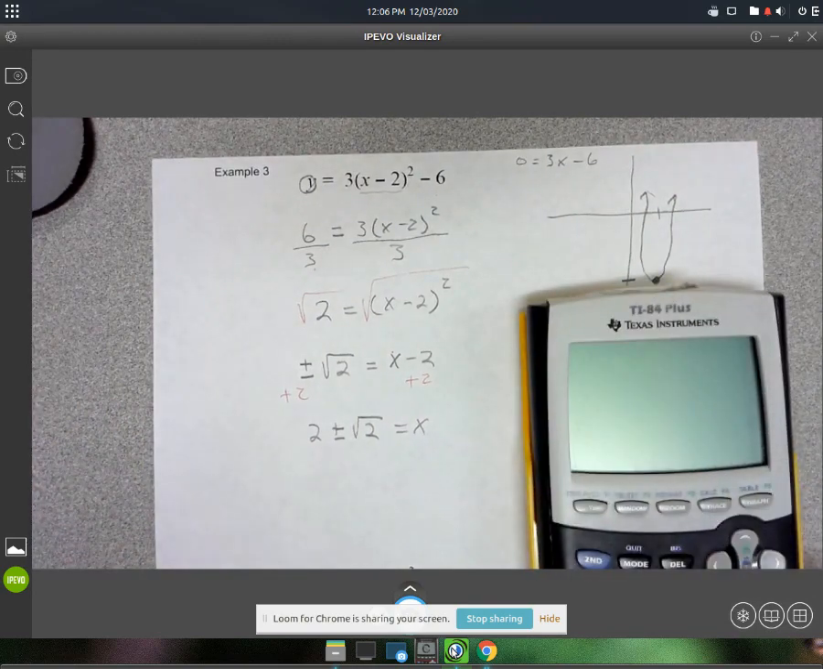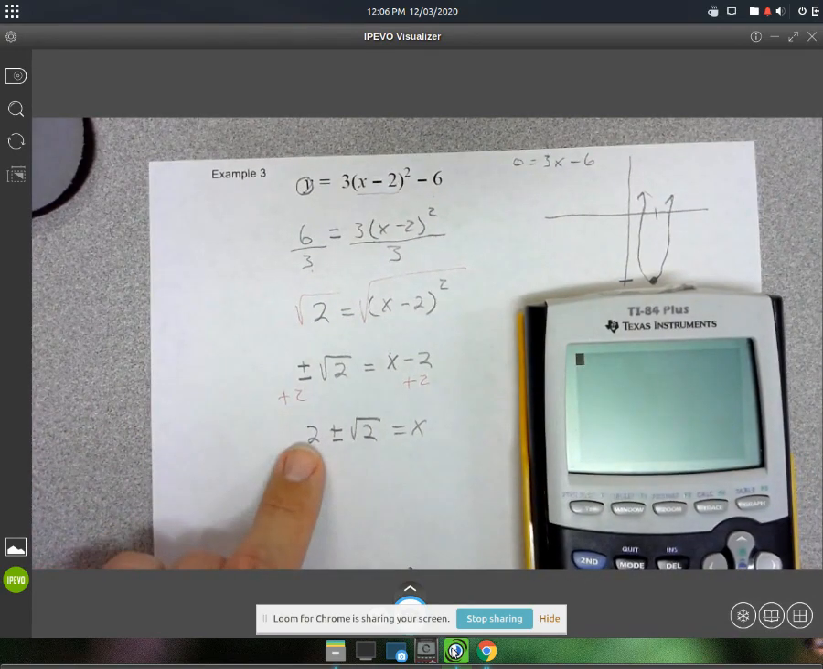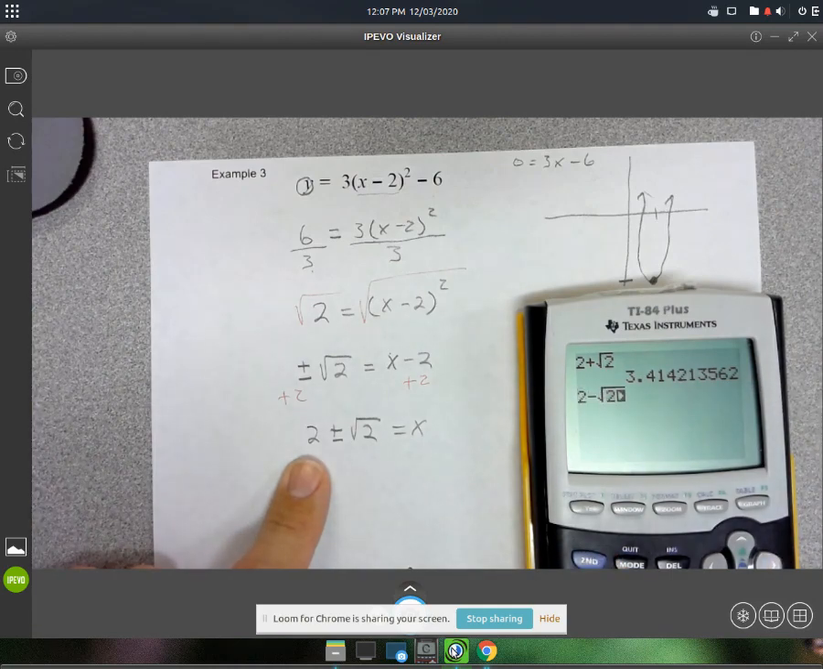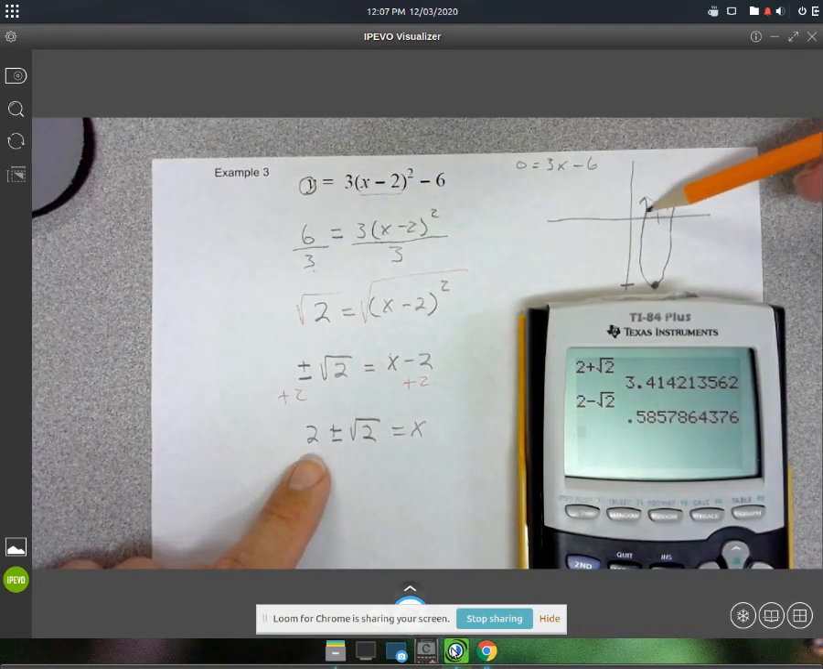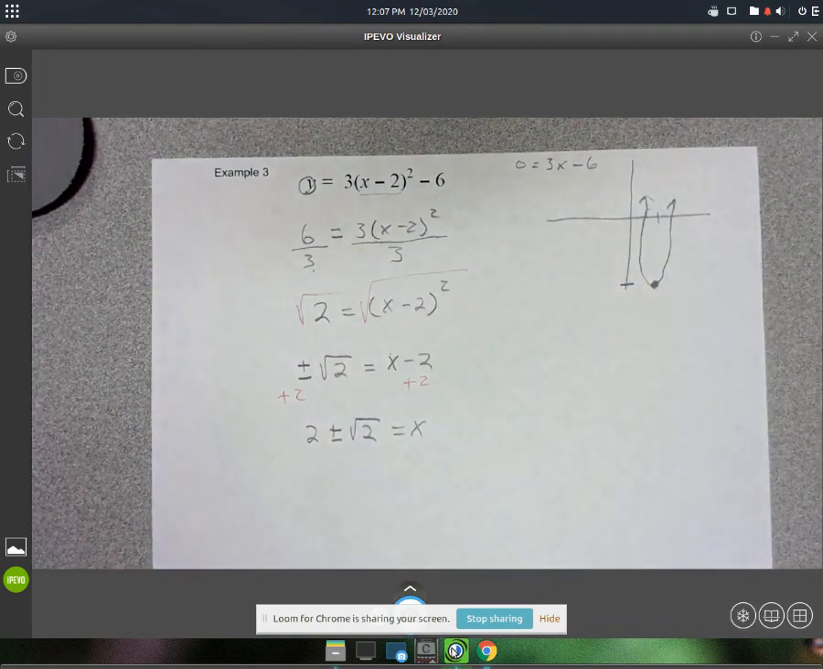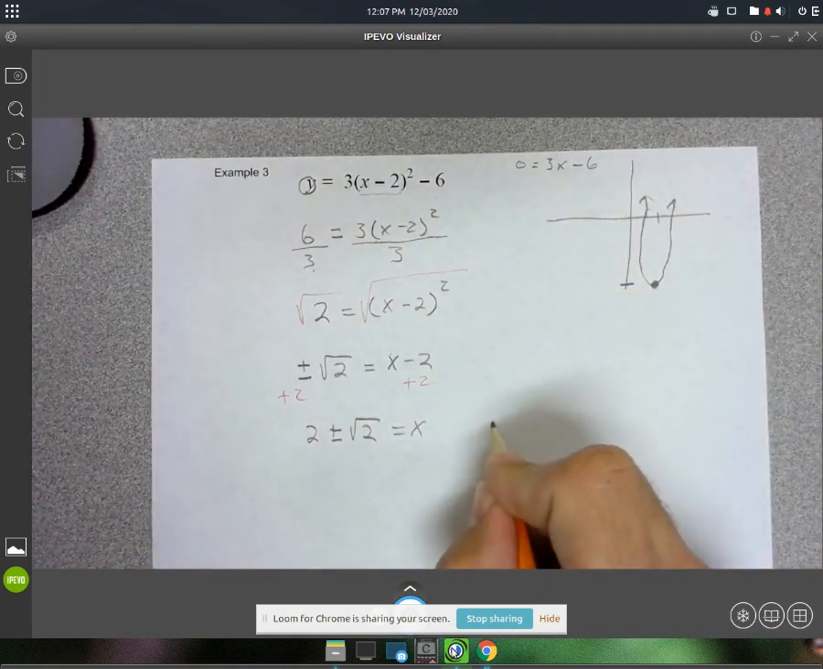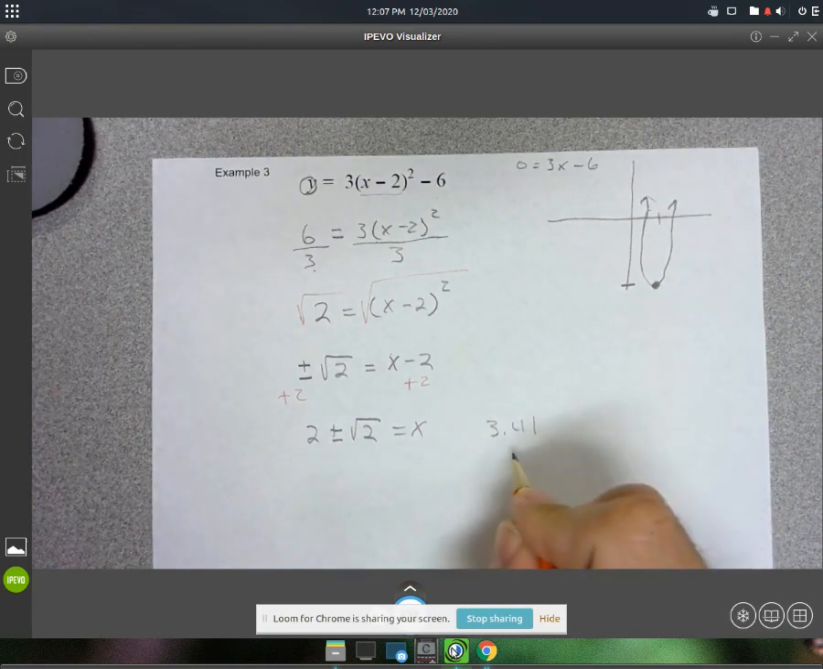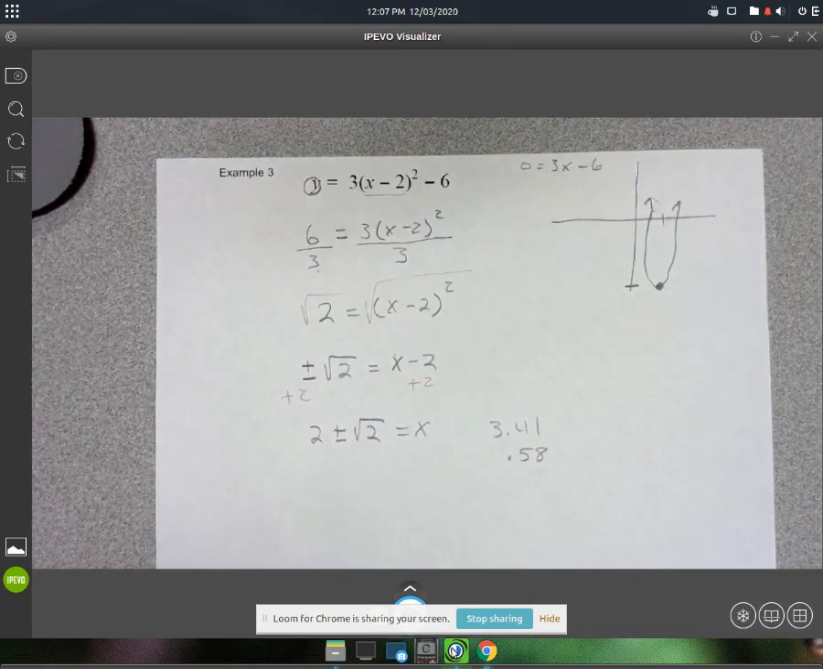Now here, I'm going to go ahead and find their decimal form. So I got to do this 2 times. I got to do 2 plus square root of 2. That's one of my answers. And I also have to do 2 minus square root of 2. That's the other answer. Okay. So this is like 0.5857, and this is the 3.41. Okay. So it's up to you how you want to do the decimal answers. I think whenever I have you do the homework, I'm going to make you round your answers to like 2 decimal places or something like that.